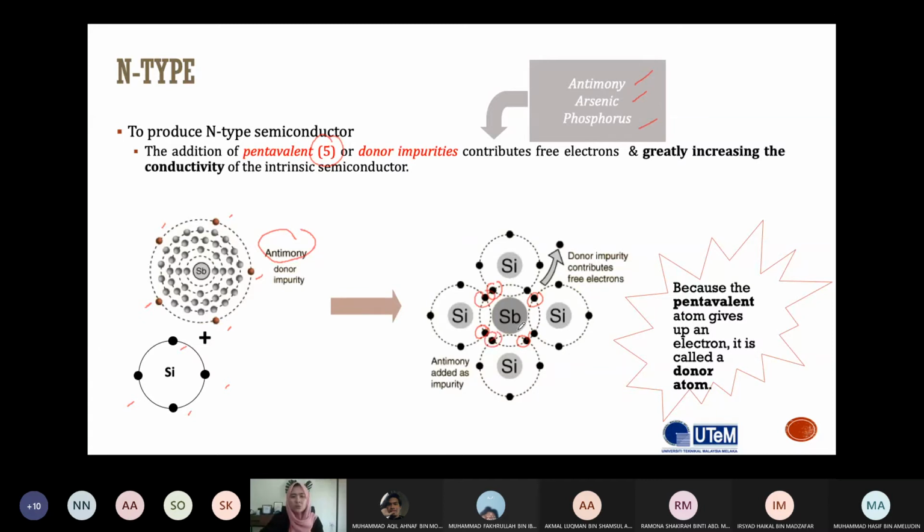1, 2, 3, 4, 5. So you have an extra electron here. Because we have an extra electron, we call it a donor impurity, where it contributes a free electron. This is the free electron. Because the pentavalent atoms give up an electron, we call it a donor atom. This is the N-type semiconductor.